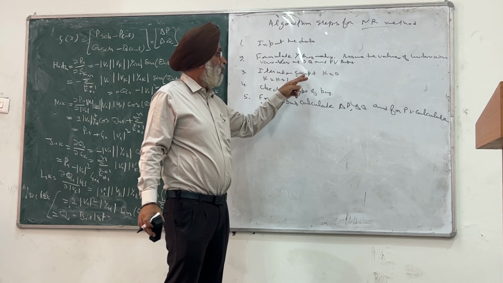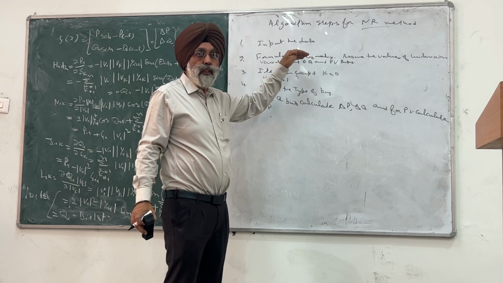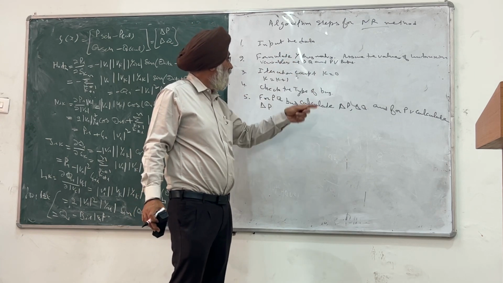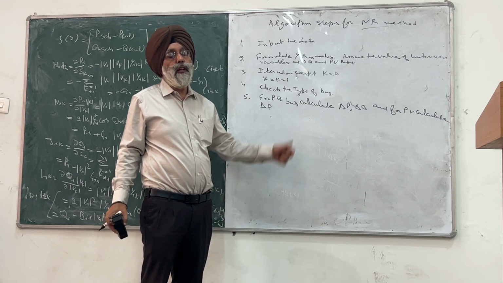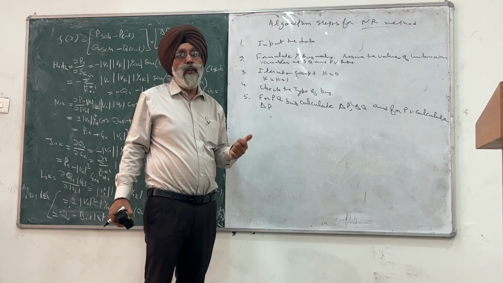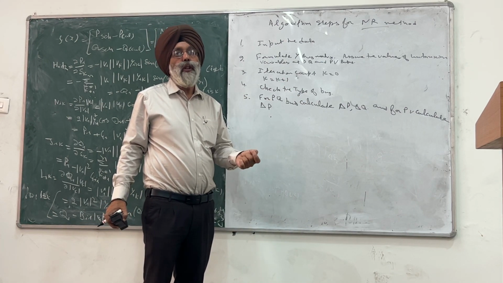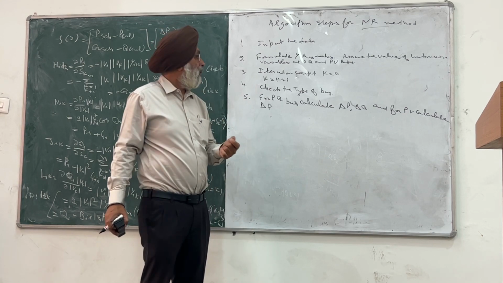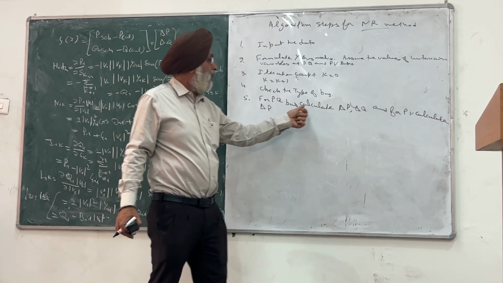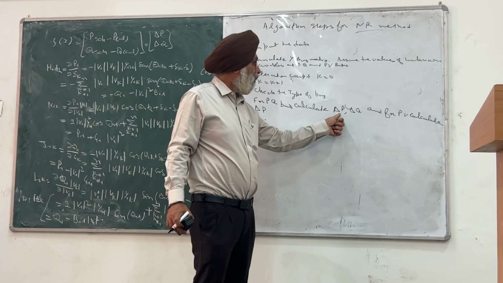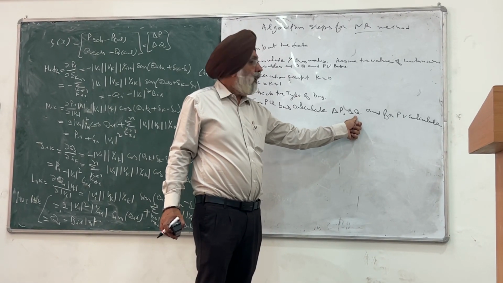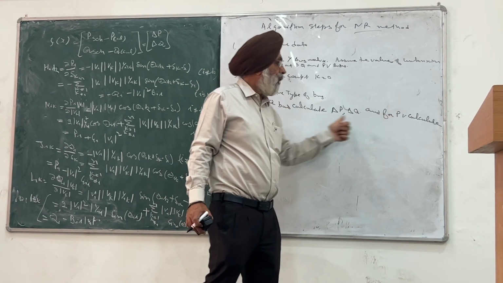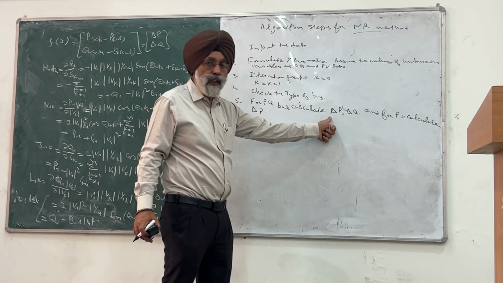Then our iteration count starts here. Then we are checking the type of the bus. Here we are checking whether the bus is of the PQ type or PV type. So for the PQ bus we are calculating delta P and delta Q, and for the PV bus we are calculating delta P. How are we calculating this?